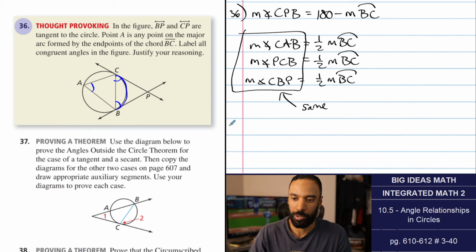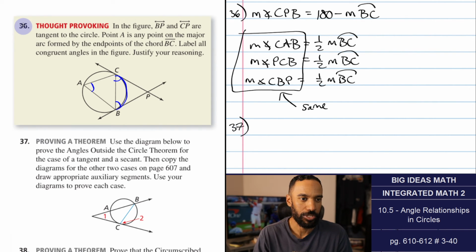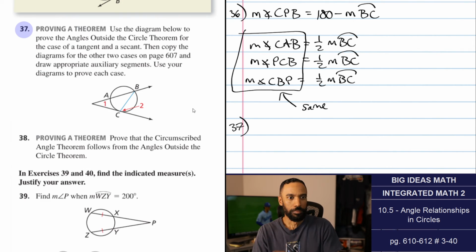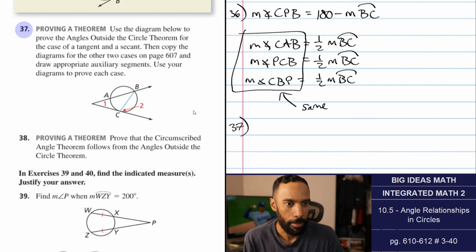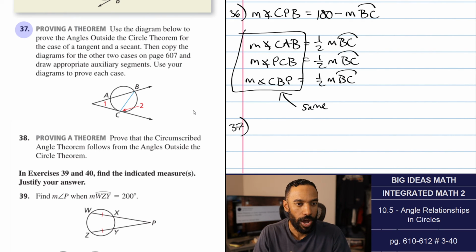All right, 4 more questions. Number 37. We got a proof. Use the diagram below to prove the angles outside the circle theorem for the case of a tangent and a secant. Then copy the diagrams for the other two cases on page 607 and draw appropriate auxiliary segments. Use your diagrams to prove each case. That's a lot of stuff. I don't know what they want us to do.